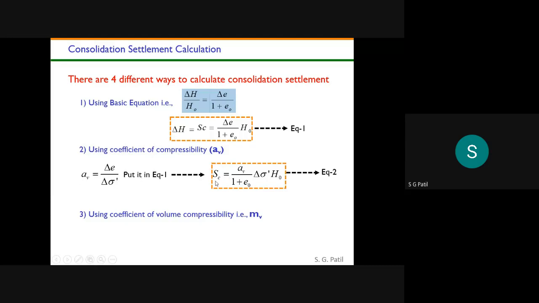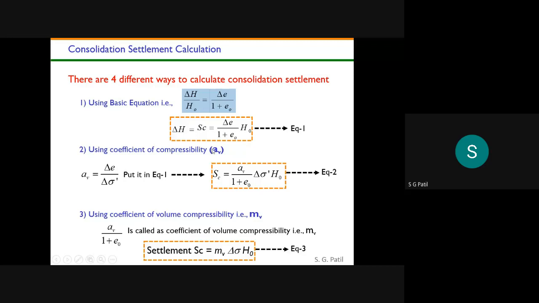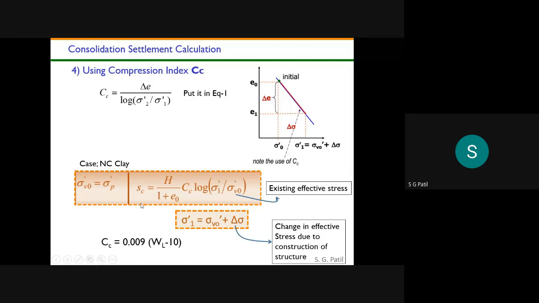Then the second way to calculate is by using the coefficient of compressibility, or the volume compressibility, that is m_v. But no need to remember these formulas; this formula is important. This one you should remember to calculate the consolidation settlement. So how will you calculate the consolidation settlement? S_c is equal to H into 1 divided by 1 plus e naught, C_c into log of sigma 1 dash divided by sigma v naught dash.